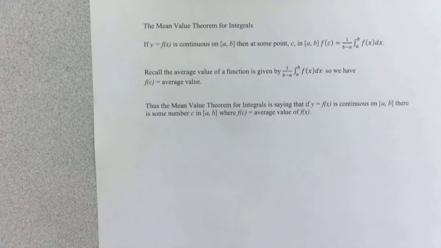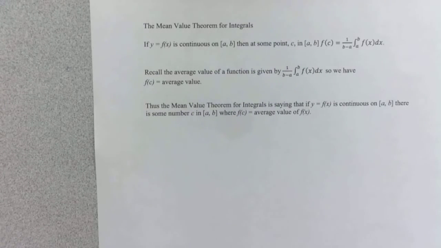Thus, the mean value theorem for integrals is saying if y equals f of x is continuous on the closed interval from a to b, there is some number c in the closed interval a to b where f of c equals the average value of f of x. Now, it just says that number exists. It is not telling you what that number is or giving you any idea how to find the number. This is, in mathematical terms, what's called an existence theorem.